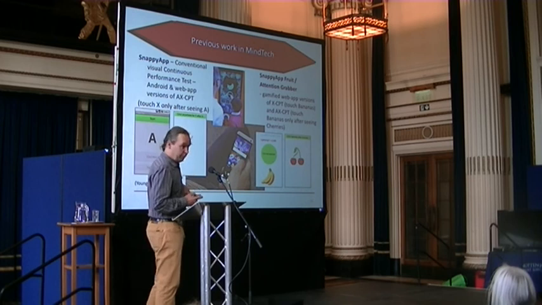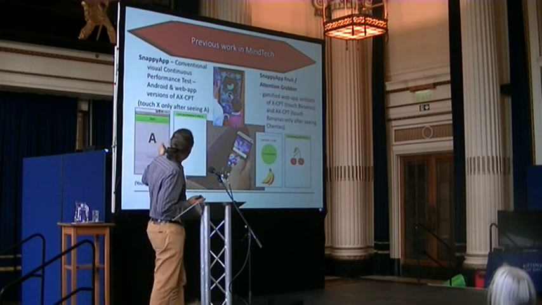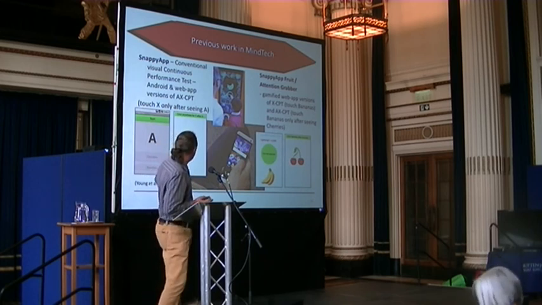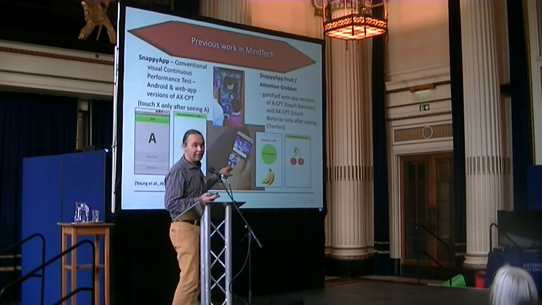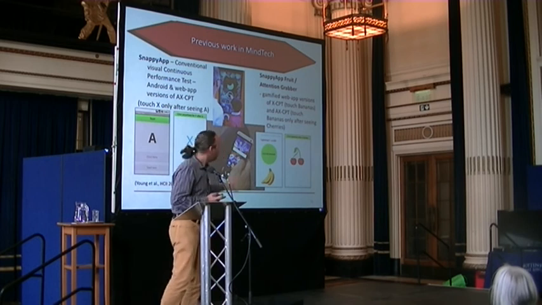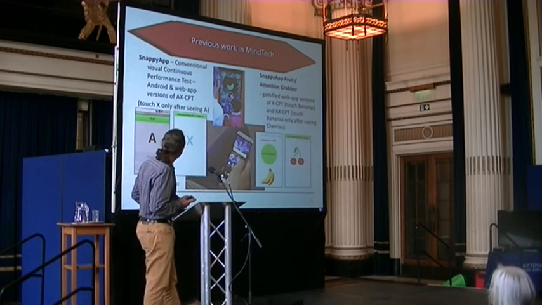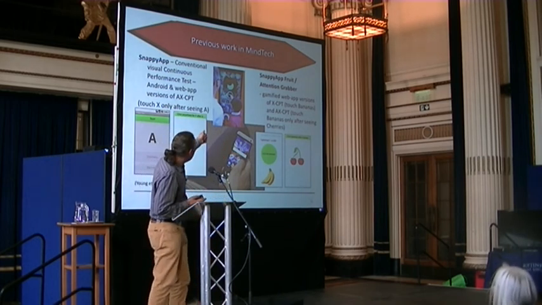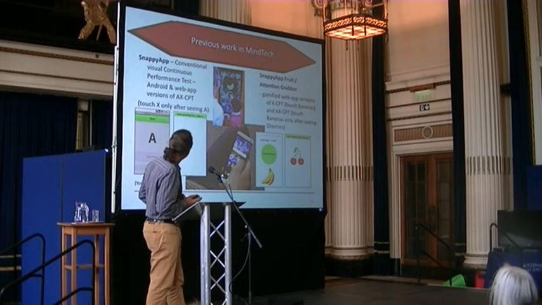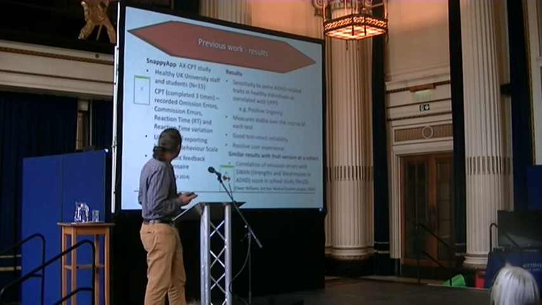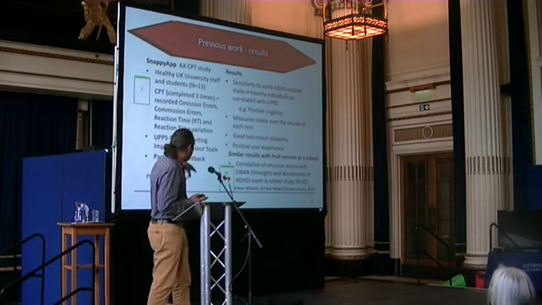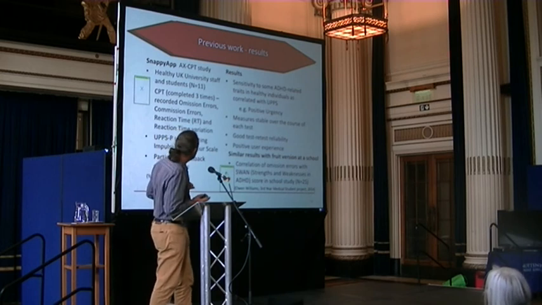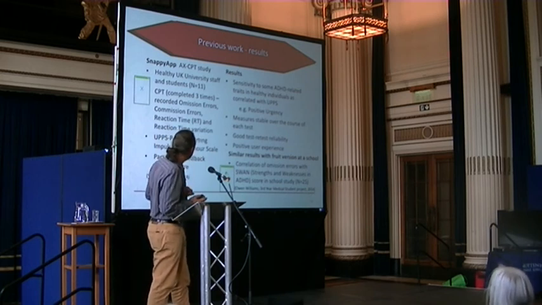This is our previous work on snappy apps. The idea is that it's a continuous performance test where you have to spot X after A. We gamify it a little bit with bananas and cherries, and that's something that we've done also on the big screen in Attention Grabber. And we got some quite good results from those, but with small numbers of participants. So I won't go into that now, but we've published some work on it that's cited, and we've done that with young people and adults.